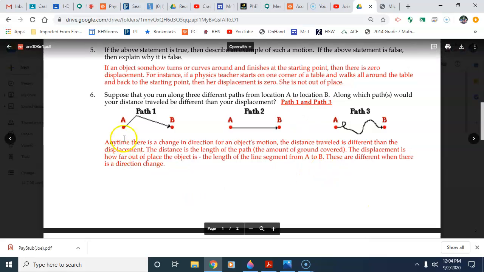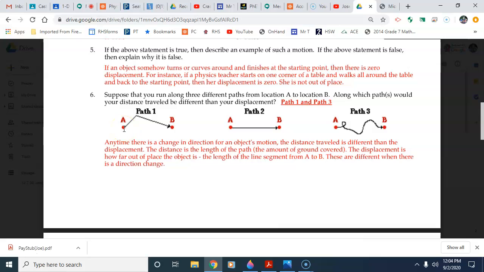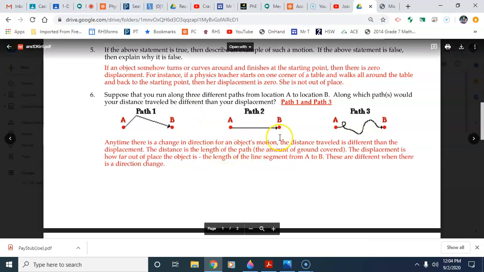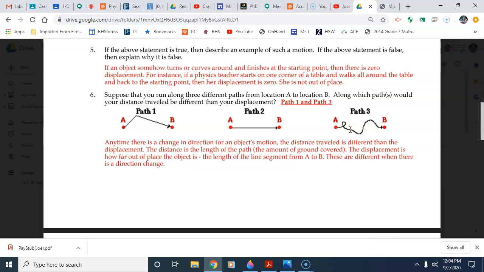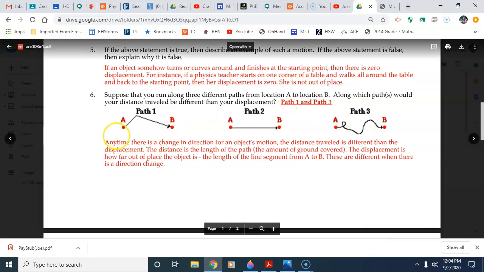Distance doesn't care about turns, right? It's a scalar. So even though this one turned, it doesn't care. It imagines as if it were all just a total. So what's the shortest distance between any 2 points, guys? Yeah, straight line, right? So because of that, this one has a different distance than this one, right? And this one has a different distance as well, because it totals up the paths. So that's what we're looking at here. Which would your distance traveled be different than your displacement? Paths 1 and 3, the one where there were turns.